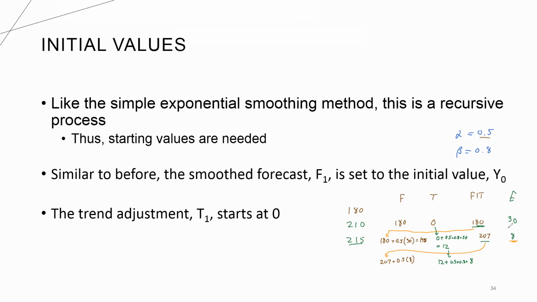So you can see doing it by hand is pretty slow. It's not super difficult though. It's just this recursive thing, right? FIT plus alpha times error gets you the new F. The new trend is the old trend plus alpha beta times the error. Take your new trend, add it to your new F, and you get your new FIT. That's your final forecast. Subtract to get the new error and go on to the next step.